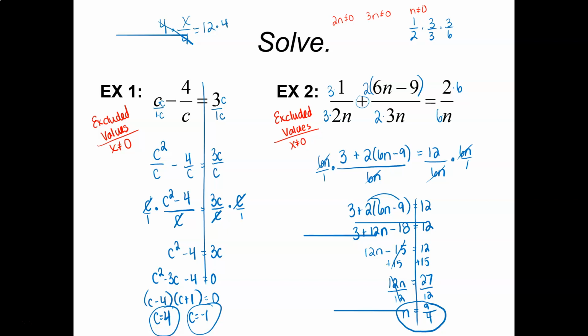Correct. Right. It mostly depends on whether or not, once you clear all of your fractions, you've got a square or not. If you have an x squared, you're usually going to get 2 answers. If you do not have an x squared, it's usually just 1 answer. Yes?